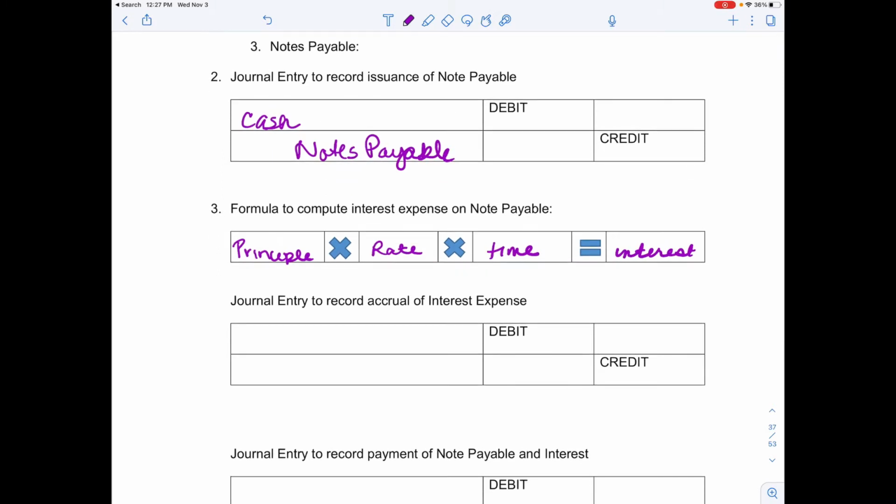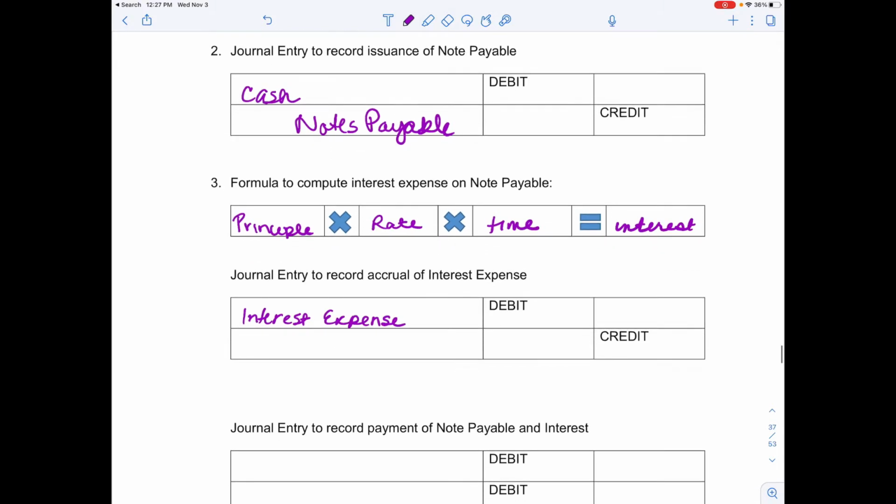When we want to record that interest expense, typically we'll record interest expense as a debit. And then most of the time, depending on the due date, we're probably going to record a credit to interest payable. If we do pay it immediately, then it would be to cash.